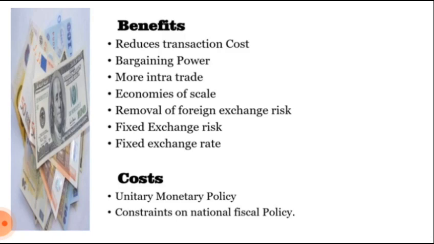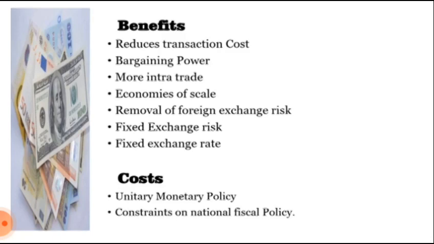By adopting an optimal currency area, the countries will enjoy economies of scale in the matters of production and distribution. It also creates stability in internal trade and external trade, and removal of foreign exchange risk. A fixed exchange rate becomes possible. And there is a certain cost, that is the unitary monetary policy. By adopting an optimal currency area, only a unitary monetary policy is possible, and there are also constraints on national fiscal policy.